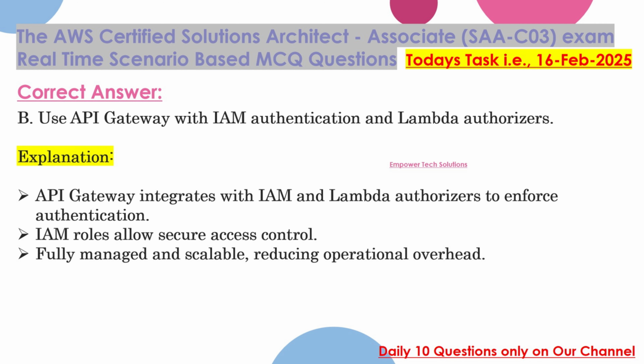Correct answer: B. Use API Gateway with IAM authentication and Lambda authorizers. Explanation: API Gateway integrates with IAM and Lambda authorizers to enforce authentication. IAM roles allow secure access control. Fully managed and scalable, reducing operational overhead.